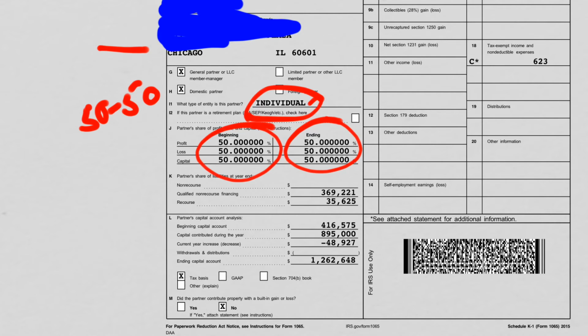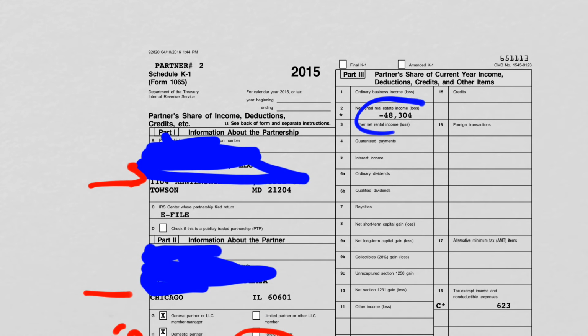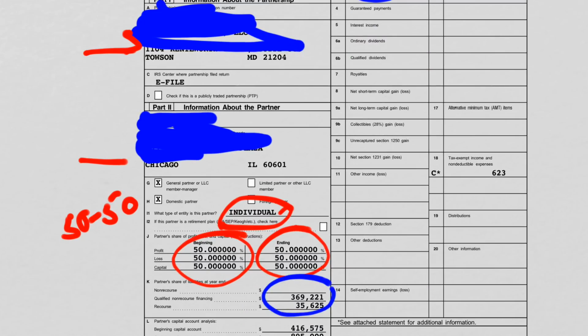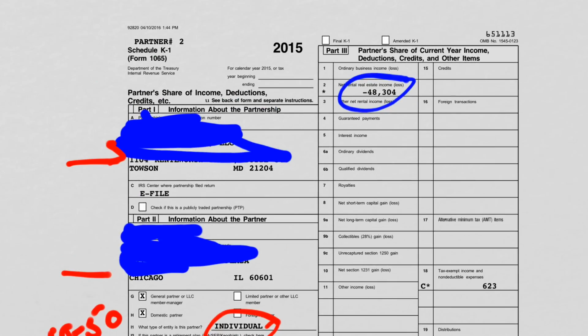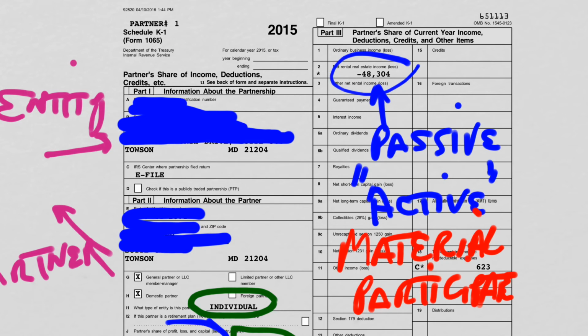Thusly, we see the same debt allocated to this partner because they're 50-50. This indicates something else. We'll come back to that. But the net loss from real estate is the same as it was on the other partner's account. Keep in mind that it's $48,000, and we'll go see that $48,000, so it's the same right there.